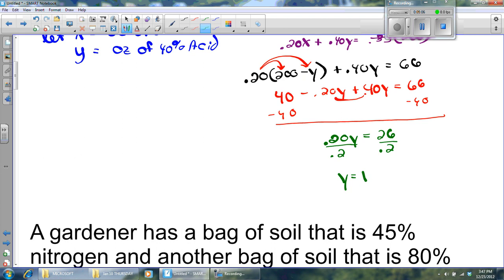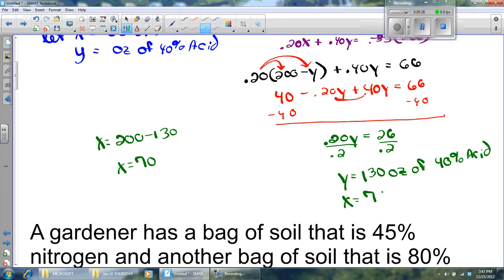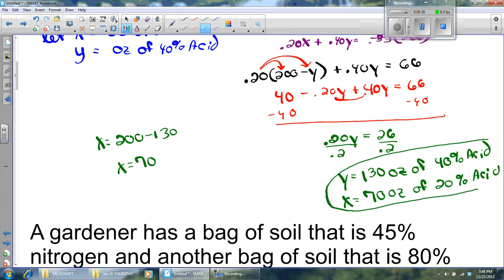Okay, so that means y is 130 ounces of 40% acid. Now to figure out x, all I have to do is do 200 minus the 130 I just figured out. So x is going to equal 70 ounces. X equals 70 ounces of 20% acid. And there you go. All right, let's look at another one.